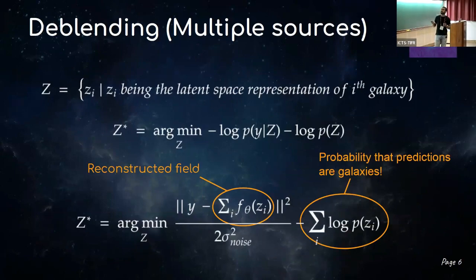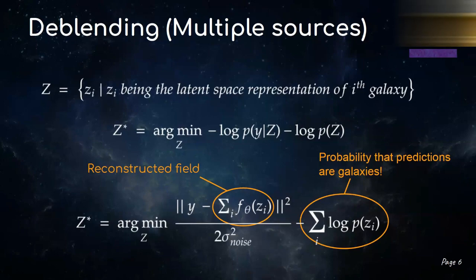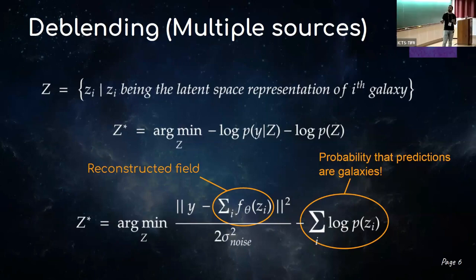Now, deblending, we will think of it in the same terms, except that now we have, let's say, multiple galaxies, and they are overlapping. Now, for each galaxy, I will need a latent space representation. So I have a set of representations, one representation for each galaxy. And I'm trying to do the same optimization, except that I will try to optimize over all of them at the same time. So here I'm summing over the prediction for each galaxy, like mapping each representation back to the image space and summing over it. So I have a reconstructed field. And then there is the log prior term, which is summing over the probability of each reconstruction being a galaxy.